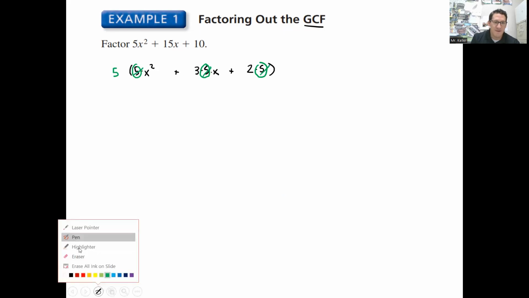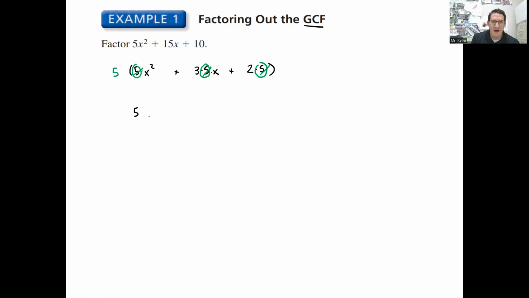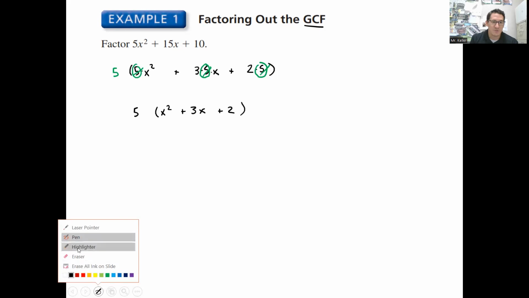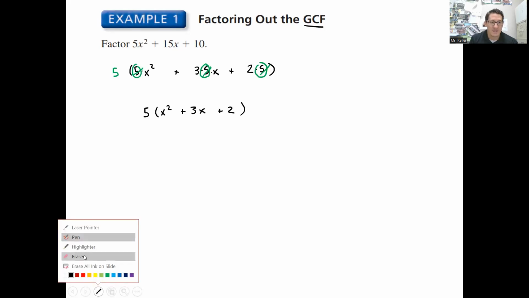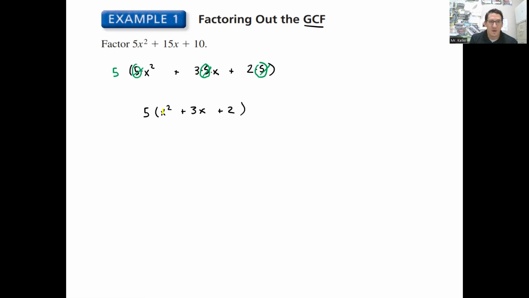So our first layer of factoring is we get 5 times x squared plus 3x plus 2. Now what we are going to do is look at what's inside of the parentheses here and see if that factors any more.